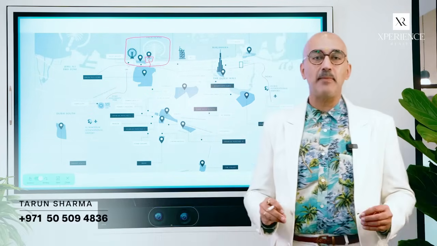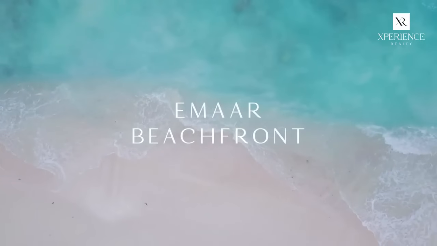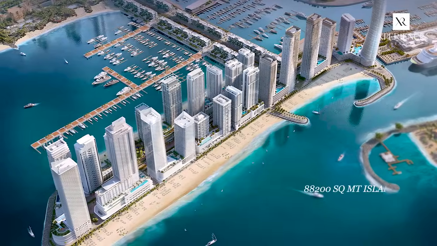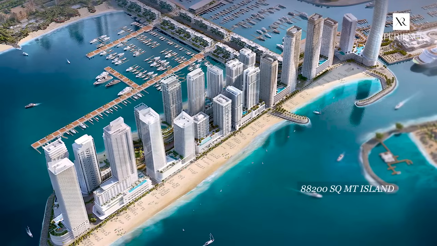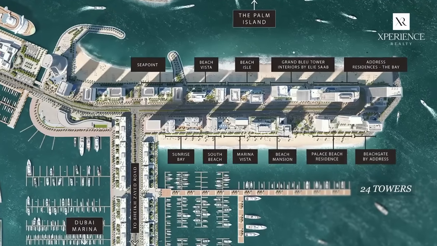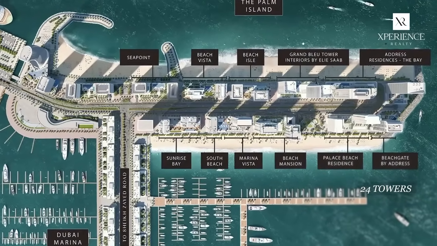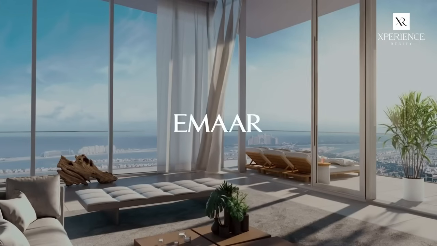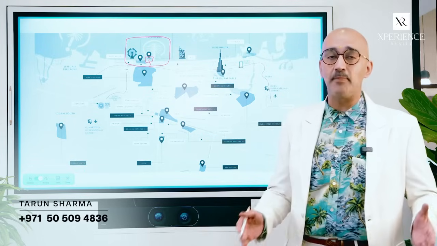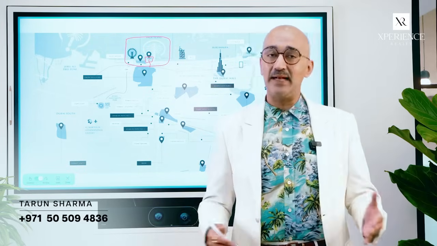Now, what makes Emaar Beachfront so different? This is a one-of-a-kind development by Emaar Properties on an 88,200 square meter island, which boasts 24 towers. Out of these 24 towers, 12 happen to be branded by the biggest hospitality brands. We all know and understand that branded residences command a premium which could be 20 to 25% more than non-branded ones, and the rental returns for branded residences are a totally different prospect compared to unbranded residences.